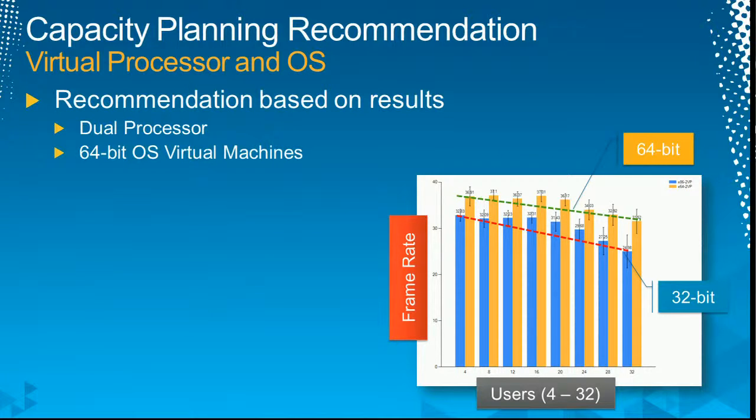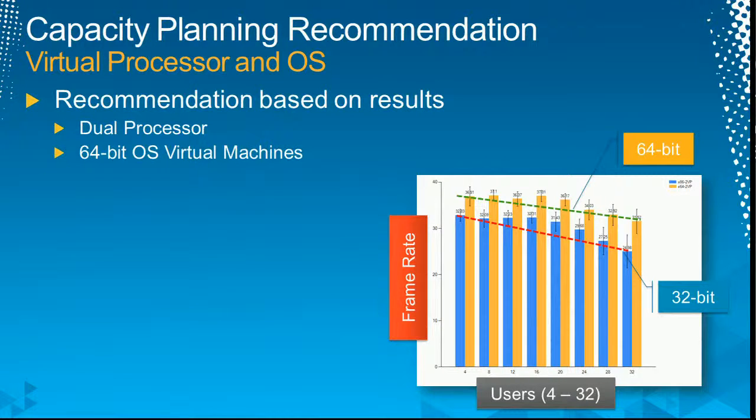And as I mentioned, for us, we're measuring the performance as we scale the number of users, or as we add users. So the y-axis is the frame rate. I start out at 32 frames per second for the 32-bit VM. I start out at 36 frames per second for the 64-bit VM. And the x-axis is the number of users. So my first user count is 4 users. I then double it to 8, and I increase by 4 until I get to 32.